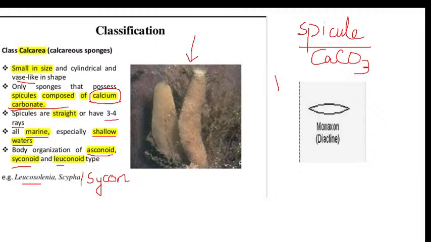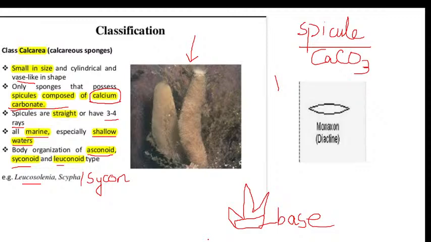And all the branches are connected at the base. If this is a sponge, they have branches like this, but they have a common base. They will be found attached on the common base, and this is called the base. And the body has a large number of openings called the ostia and a common opening called the osculum through which the water moves outside.